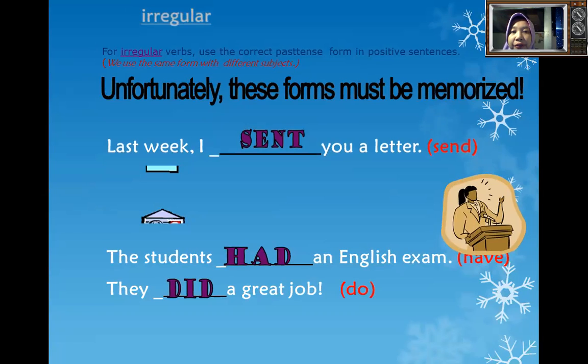And for irregular verbs, use the correct past tense form in positive sentences. We use the same form with different subjects. Unfortunately, these forms must be memorized. Example, last week I sent you a letter. From verb 1, send. And the second, the students had an English exam. From the word have, have becomes had. And the last, they did a great job. From the word do, do becomes did.